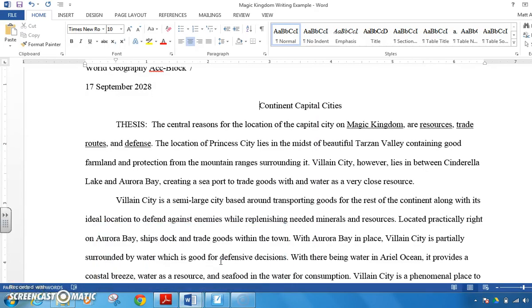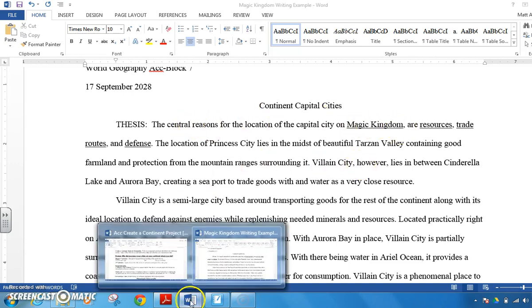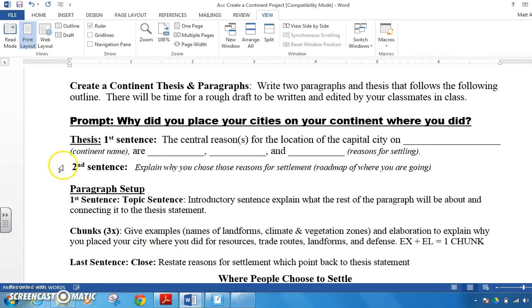Now you can choose any one of the combinations that you want to choose, okay? It can be 1 reason for both, it could be 2, it could be all 4. So you're going to list which ones they are. Once you've listed that and actually filled in the blank, your second sentence now is going to explain why you chose those reasons for settlement. That second sentence is going to give the reader a roadmap of what you're going to be talking about in your paragraphs. So check this out.